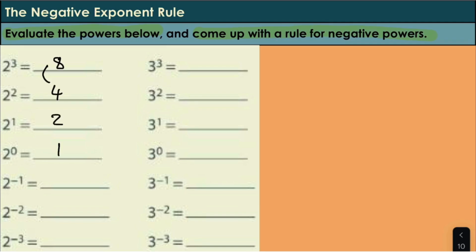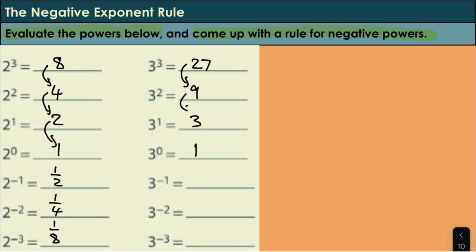From 8 to 4 we halve. From 4 to 2 we halve that. We halve that. A half of 1 is a half. A half of a half is a quarter. And a half of a quarter is 1/8.